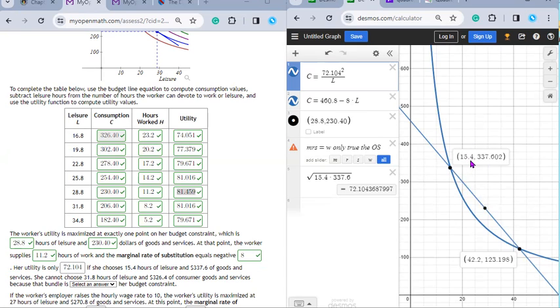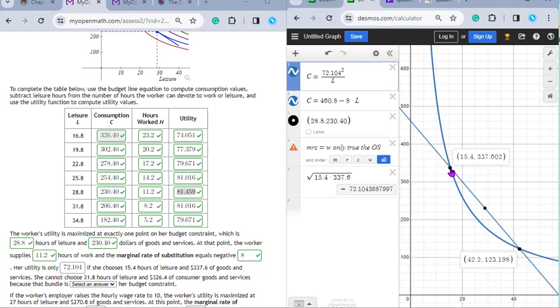15.4 hours of leisure and $337.60 of consumer goods gives her the same utility as 42.2 hours of leisure and $123.20 of consumer goods. Now, this point is not possible here because she can't work 42.2 hours, because this person can devote up to at most 40 hours to work or leisure. So this point is actually not possible, because it's beyond her 40-hour limit.